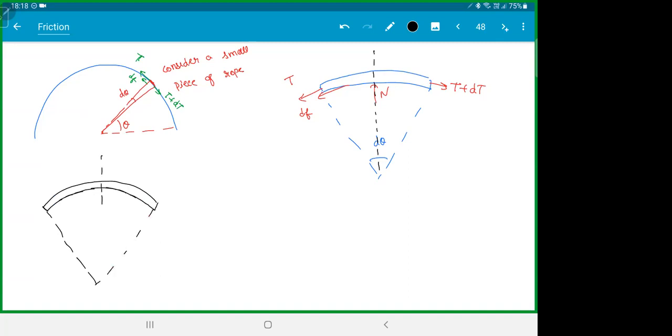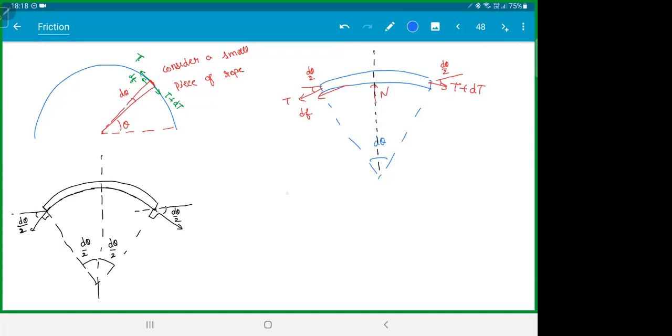So for this arc, if you drop a perpendicular bisector, this would be d theta by 2, and this would be d theta by 2. And when you drop a tangent here, this would be 90, and that would be 90 minus d theta by 2. This would be d theta by 2. So you can take out these tension components. This would be d theta by 2, and this tension component d theta by 2. Now look at the diagram here, what we get.